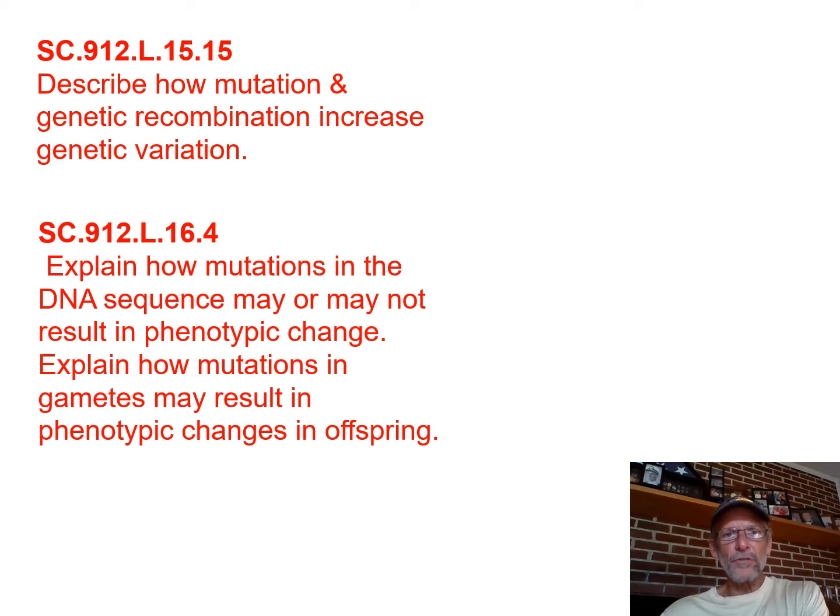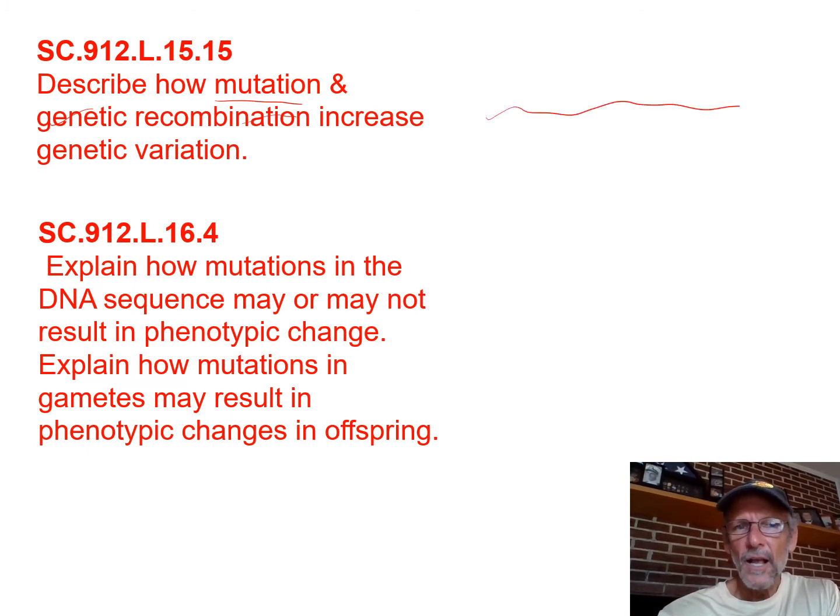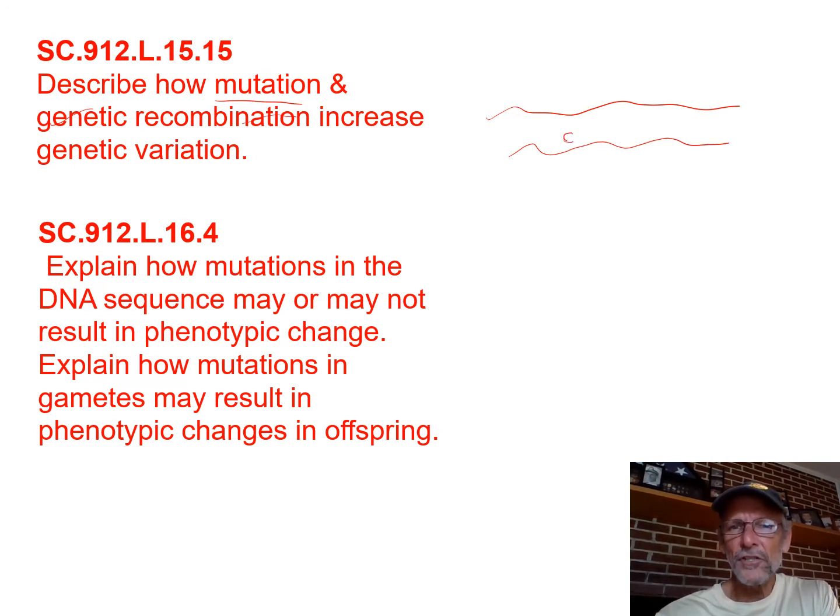Now we get to some mutation stuff. Okay, so here's the syllabus stuff. Describe how mutation and something we're going to talk about later here, so we'll skip that for now. Increased genetic variation. Well, if my recipe is this and I change it, which is what mutation means, like maybe when I'm copying it, I just make a mistake and I put a C where an A should be. Well, now I've changed my recipe. It might be a big change, it might be a little change.